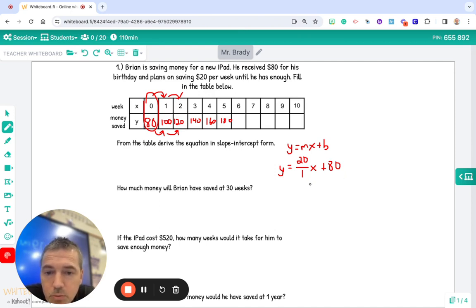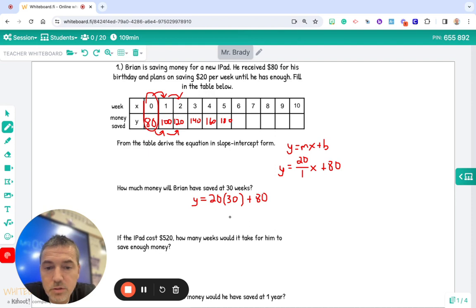How much money will Brian have saved at 30 weeks? So remember, x is weeks, right? So I know that I'm going to take that 30 and plug it in for the weeks, which is x. So this will say y equals 20 times x. Well, x is 30. 20 times 30 plus 80, right? So I know that this is my equation.